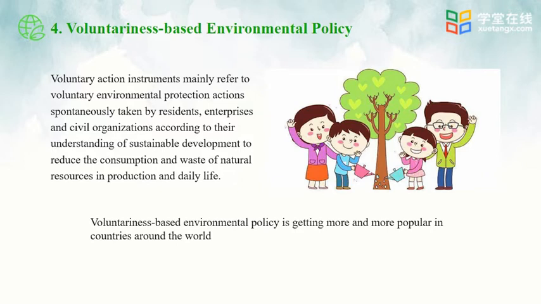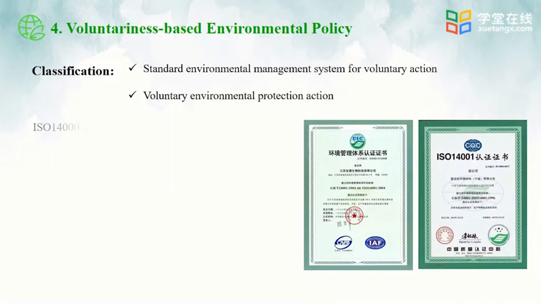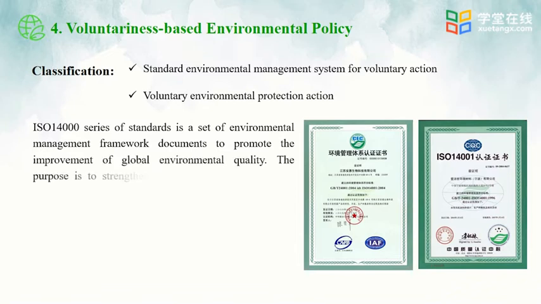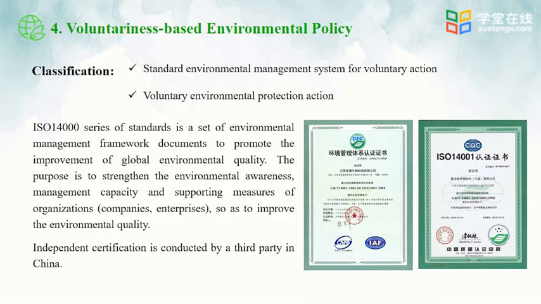In today's society, voluntarily-based environmental policy is getting more and more popular in countries around the world. In terms of classification, resource-based environmental policy involves standard environmental management systems for voluntary actions and voluntary environmental protection actions. For example, the ISO 14000 series of standards is a set of environmental management framework documents to promote the improvement of global environmental quality. The purpose is to strengthen the environmental awareness, management capacity, and supporting measures of organizations, companies, and enterprises, so as to improve the environmental quality.